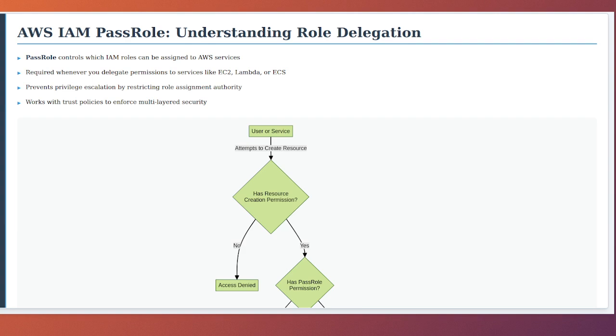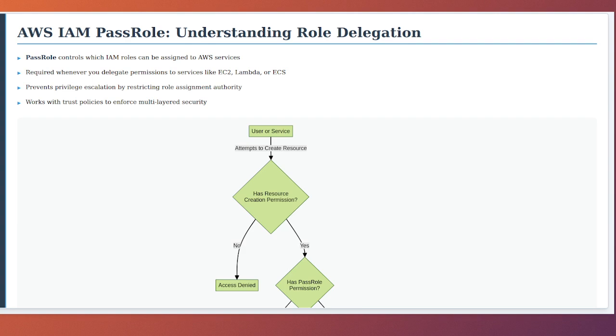However, there is a security challenge here. If any user could assign any role to any service, they could effectively escalate their privileges. Imagine a scenario where you have limited permissions, but you can create an EC2 instance and assign it a role with administrator access. You could then use that EC2 instance to perform privileged actions you should not have access to. This is where the PassRole permission comes into play. It acts as a gatekeeper, controlling who can assign which roles to which AWS services.